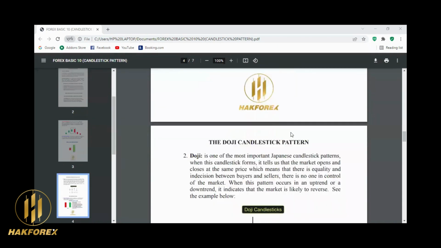So let's move to another candlestick pattern that we have. The next candlestick pattern here is the Doji. I said the Doji is one of the most important Japanese candlestick patterns. When this candlestick pattern forms, it tells us that the market opens and closes at the same price range, which means that there is equality and indecision between the buyers and the sellers. Whenever the power of the buyers and the sellers is the same, you see a Doji candlestick. The market will open and close at the same range.